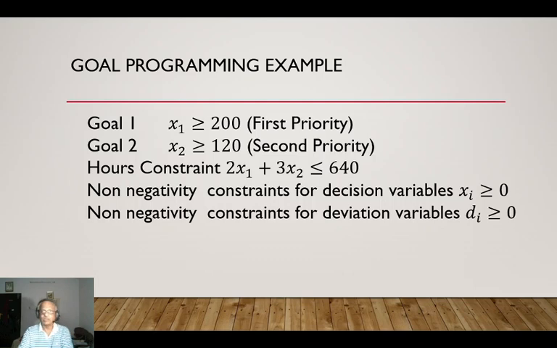x1 is greater than or equal to 200. This is goal 1, first priority, and goal 2 is x2 greater than or equal to 120, second priority. The resource constraint is given, so this is called the functional constraint. In the functional constraint we have put 1, and in the goal constraint we have put 2. Now non-negativity constraints for decision variables: xi is greater than or equal to 0, and non-negativity constraints for deviation variables: di is greater than or equal to 0. So this is the formulation.